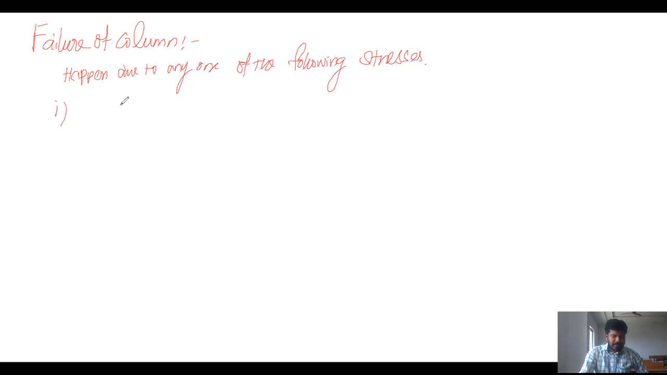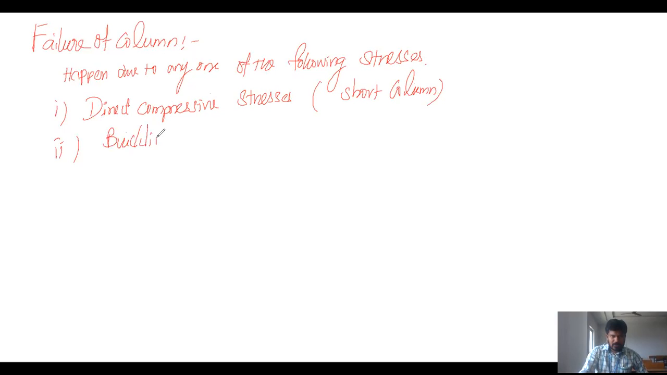One is direct compressive stress. This is suitable for short column. And second one is buckling stresses. So this is suitable for long column.